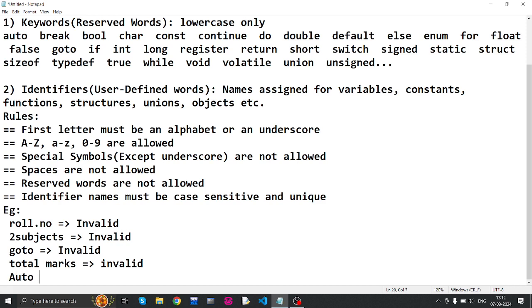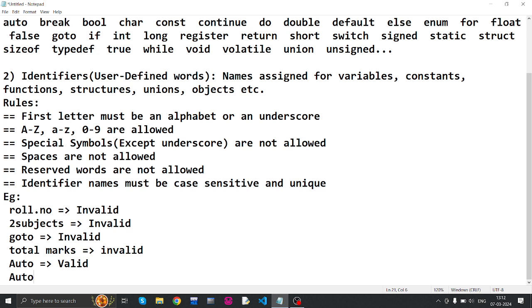Then when I write like _auto, is it valid or invalid? This is valid. Why? Because when I write auto in lowercase, it is a keyword, a reserved word, we cannot use it. But here A I have written in uppercase, so this is a valid name. This Auto will be allowed there.